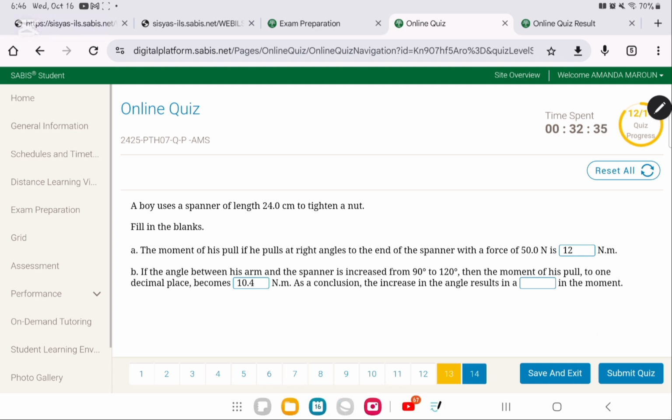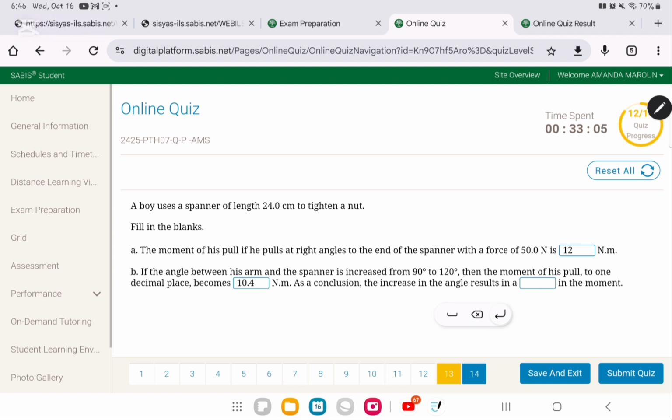If they ask you, how much did it decrease or how much did it increase, then you have to change. You should not put 10.4. You should do the initial one, the one with 90, which is 12, minus the one you got with 120, which is 10.4. But here they asked us what? They asked us, sorry, for the moment, not for the difference. Okay, so it's 10.4 newtons per meter.